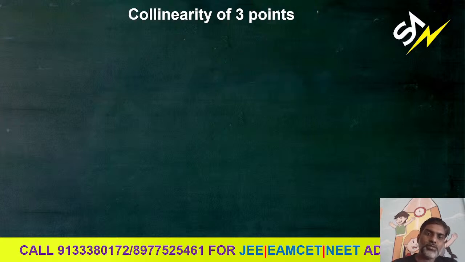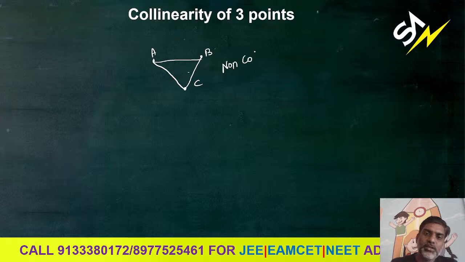Collinearity of 3 points. For example, here the point A is there, and here we have a point B. These are on the same straight line. Let us take a point C here. If we connect these 3 points, we get a triangle. That means these 3 points are not lying on the same line, so we call them non-collinear points. Clear?